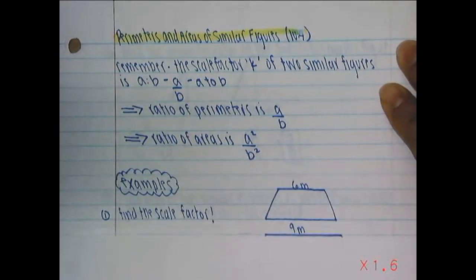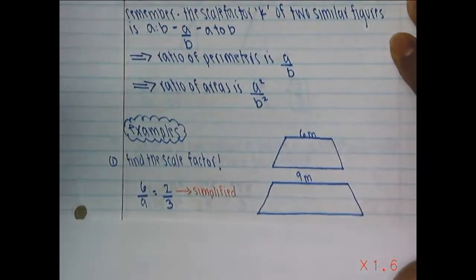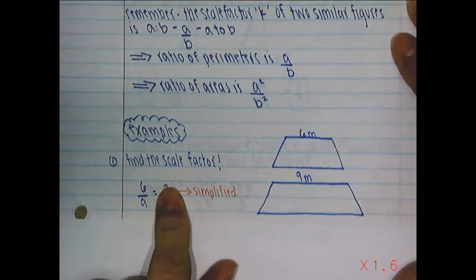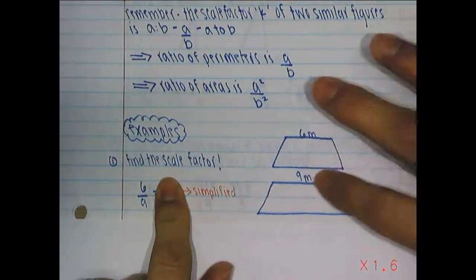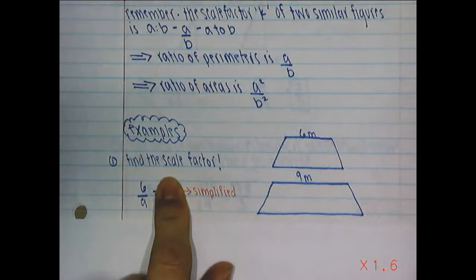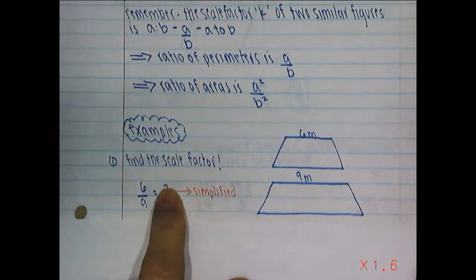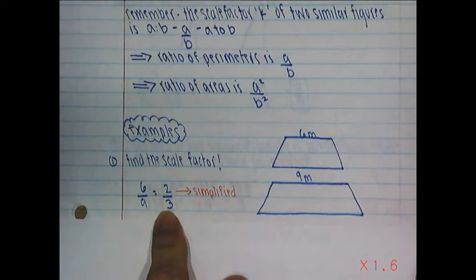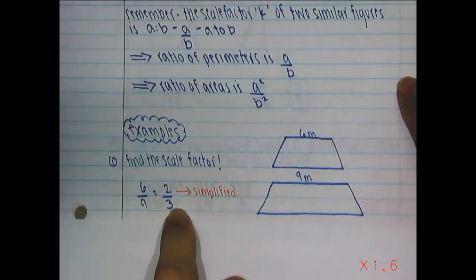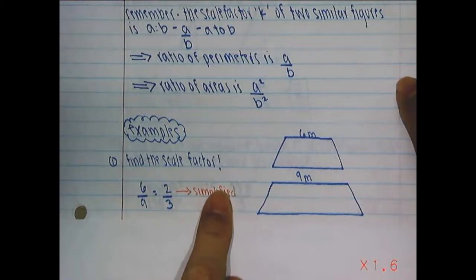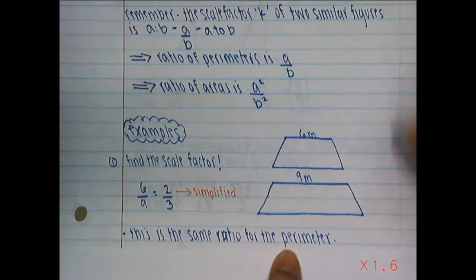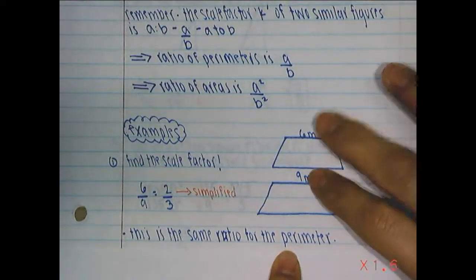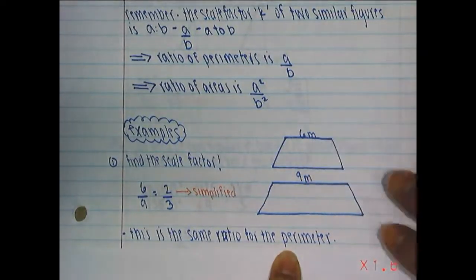So the first thing that we'd want to do is find the scale factor. We're going to take the corresponding sides, this top part of the trapezoid and this top piece of the trapezoid, or base, and we'll put 6 over 9. You're going to have it reduced, and it would be 2 over 3. That would be your scale factor. That would be K. And don't forget that we do need it simplified. This is the same ratio for perimeter. If it asks you to find the scale factor for the perimeter, you just take any of the corresponding sides, set them up as a fraction, and reduce it, if possible.